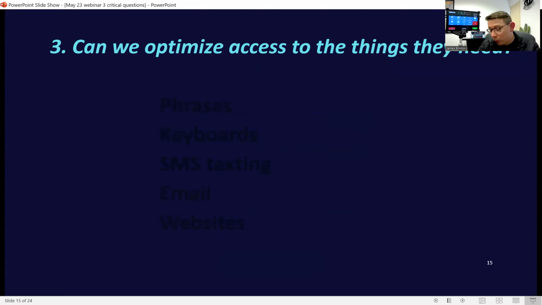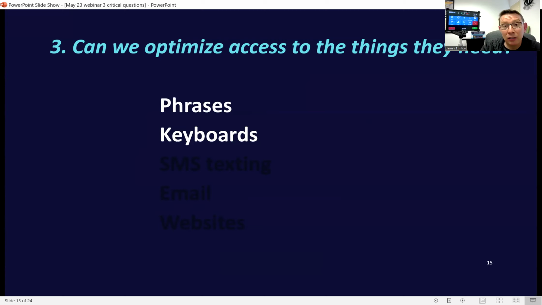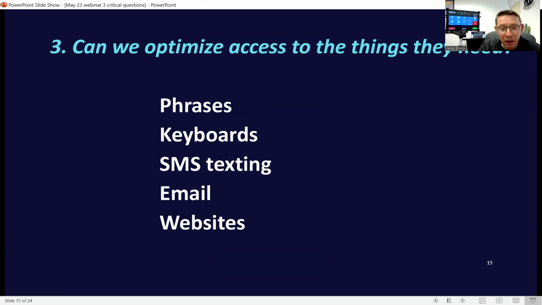All right, so once we get them through calibration, question number 3 is, can we optimize access to the things that really matter to them? So this might be phrases for communication or keyboards, text messages, access to email and websites, all things that will keep them connected to the world around them. We know through the data and also the software that we can customize this to their liking and what their eyes are able to do for us.